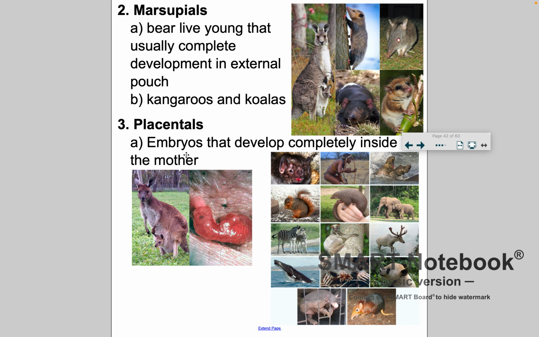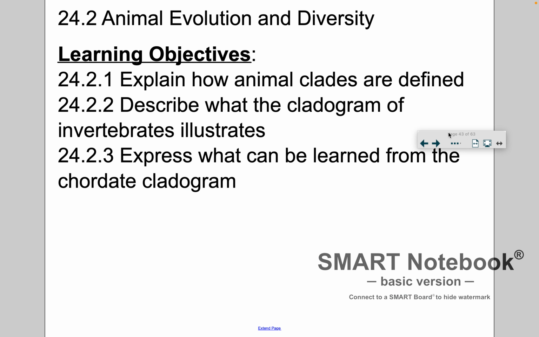Placentals is the third group, embryos that develop completely inside the mother. So we are placentals. Baby develops inside of us and then is born, but still requires parental care. And that does it for animal evolution and diversity.